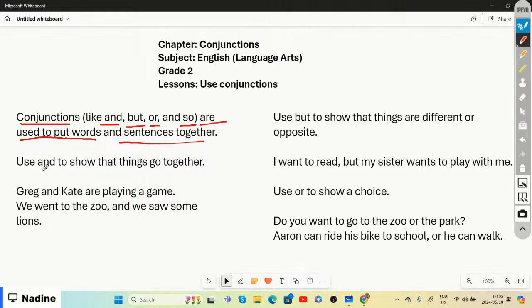So we use and, right? And we'll use and to show that things go together. An example is Greg and Kate. Here we're joining words. Greg and Kate are playing a game. We basically just joined those two words, Greg and Kate, and now we're saying what they're doing.